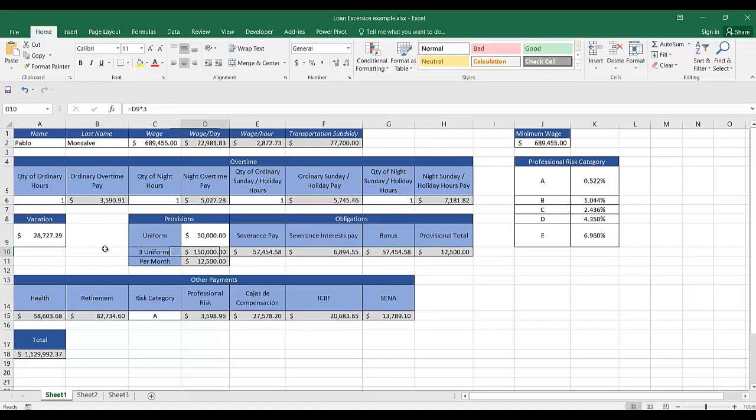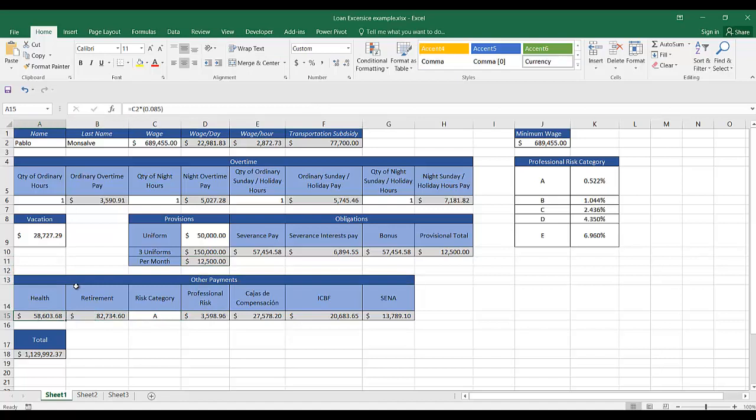Of course, the 3 uniforms are something that we kind of establish. If you're an employer and your uniform with shoes is 50,000 pesos, then you need 3, and this is something that you need to provide per month. Okay? And then we have other payments.